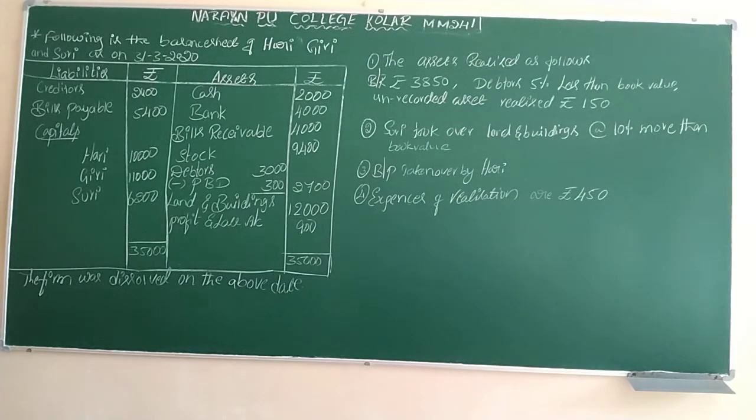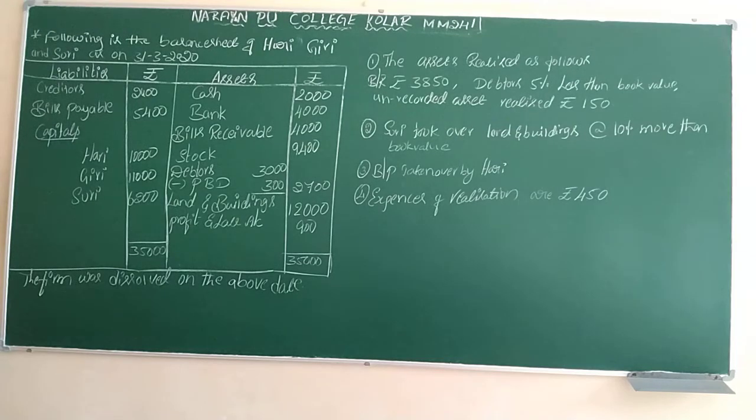The balance sheet: liabilities, amount, assets, amount. Under liabilities, creditors, bills payable, and capitals, the three partners' capitals of Hari, Giri and Suri are given. On the asset side, cash, bank, bills receivable, stock, debtors, PBD, land and buildings, and profit and loss account are given. The balance sheet total is 35,000.